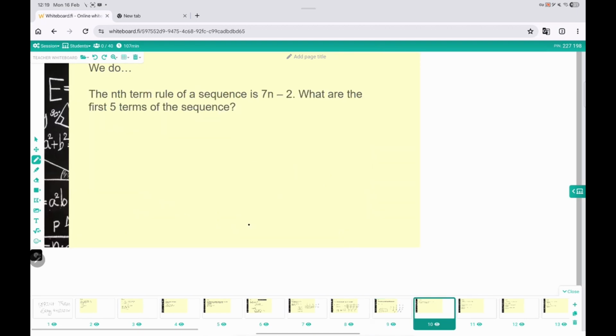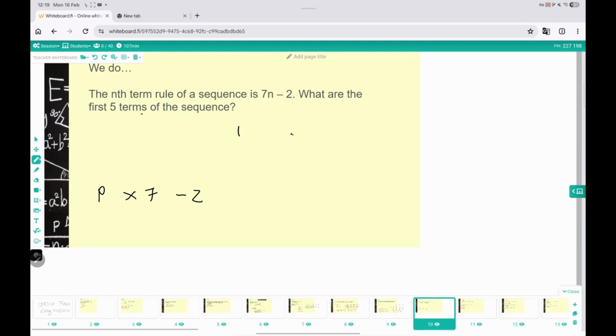Right, nth term is actually very similar to position to term rule. The only difference is that it's sort of given to you in an algebraic format. So 7n minus 2 is basically saying you take the position number times by 7 and minus 2. That's what it means.